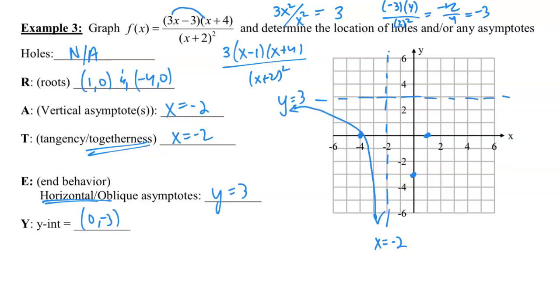And then, am I going to be above or below on this side? Well, hopefully you said not here, because I've got to go through these 2 points, and I've got to have my togetherness at that asymptote. And so I'm going to come along the asymptote here, cross through that root, go through my y-intercept, and go down that direction.